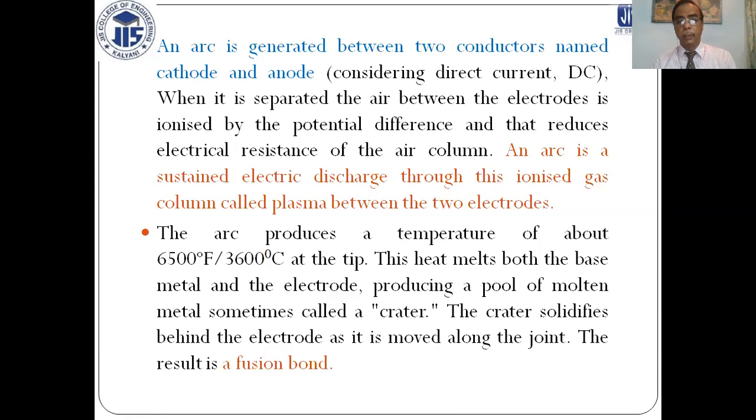This heat melts both the base metal and the electrode, producing a pool of molten metal, sometimes called the crater. The crater solidifies behind the electrode as it is moved along the joint. The result is a fusion bond.